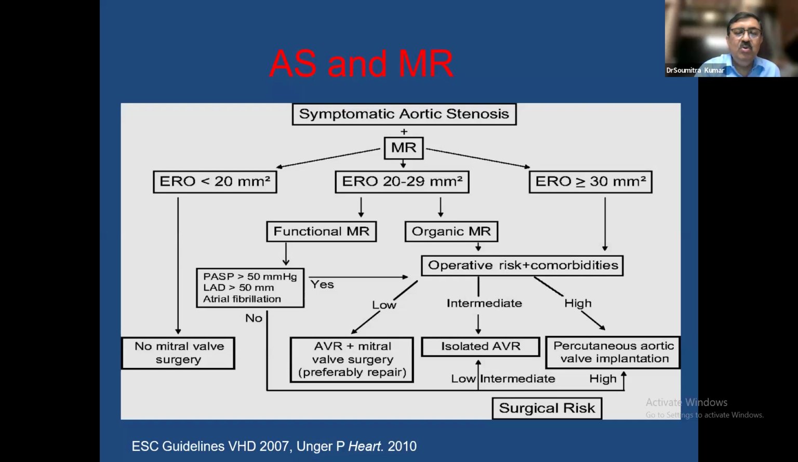If it is low, we go for an AVR and mitral valve surgery, preferably repair. If it is intermediate, we do an isolated AVR and we look at the surgical risk, age of the patient and so on. But if high risk, these days, not probably for rheumatic, but we would prefer a TAVI or a percutaneous aortic valve.